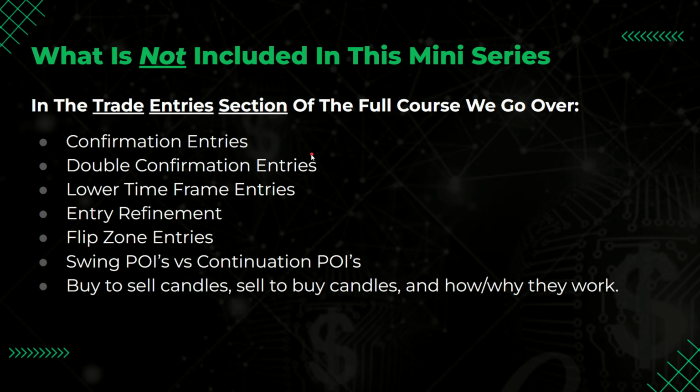So just for full transparency, there's a few things that I do leave out. We already touched base on a lot of this in this episode, but in my full course, I do actually talk about confirmation entries, double confirmation entries, and refining to lower time frames, as well as flip zone entries, when to use an actual flip zone and when to just use a normal swing high and swing low. I also talk about swing structure in general and break down how to actually read it, and why buy to sell candles and sell to buy candles work and why it makes this strategy so effective.